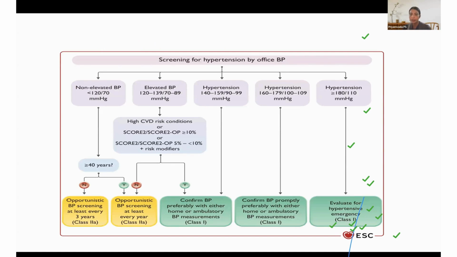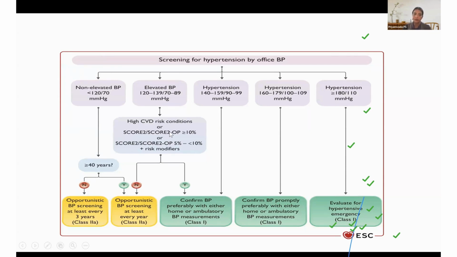And now the other scenario, let's say the patient is falling under the elevated blood pressure category. So I already told 140 by 90 is the threshold at which we decide to start blood pressure lowering therapy. Now there is another group of individuals whose blood pressure is not really normal, but it doesn't actually fit into the definition of hypertension, but they are in that elevated blood pressure category. There, if they have any high cardiovascular risk conditions, there are various scoring systems used for that. I will be coming to that in the next slide.